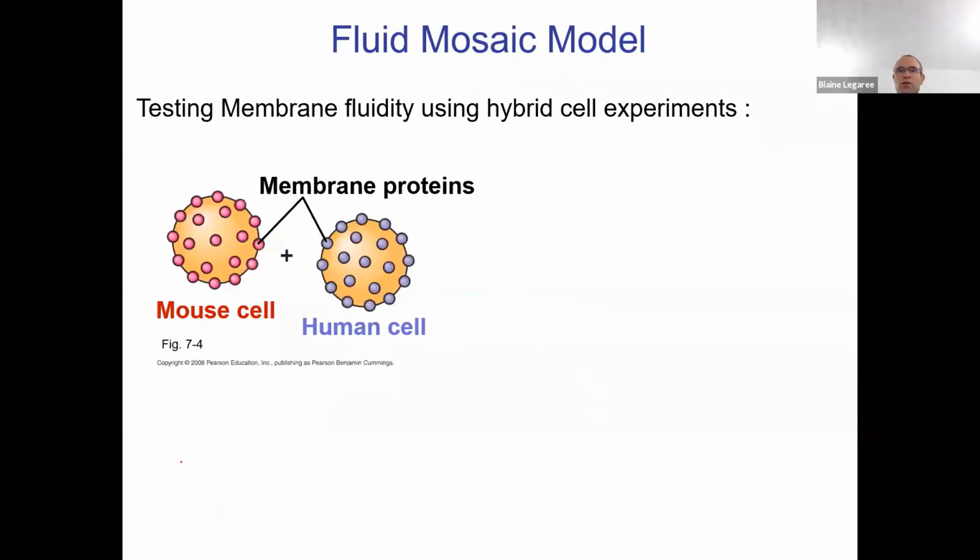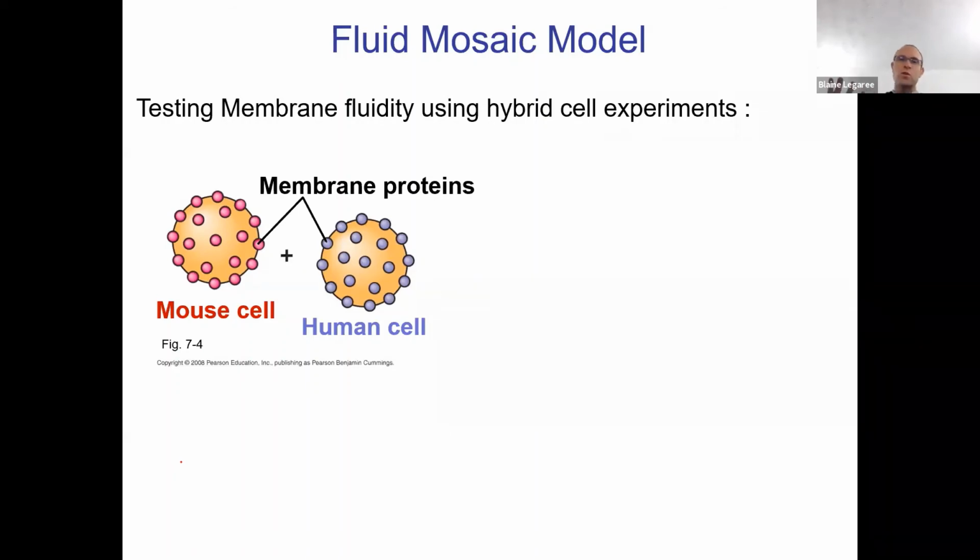You can see there's a couple of pictures there showing these membrane proteins that were very, very visible. Another experiment that also confirmed the fluid mosaic model, the fluid part of this, were these fusion experiments. So what they did is they took two cell types. I don't know why they used a mouse and a human cell. It doesn't really matter.